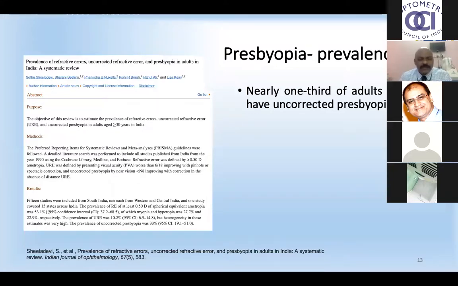So that's a huge number. Nearly 33% of people are wearing some form of correction for presbyopia. It's not progressive; progressive numbers will be relatively very, very less. But any form of correction is not being used by nearly one-third of adults in India. And that leads to a lot of gap in productivity, in terms of the quality of life and so on and so forth.